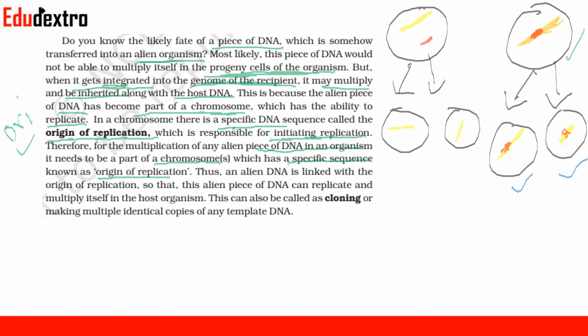Okay, thus an alien DNA is linked with the ORI so that this alien piece of DNA can replicate and multiply itself in the host organism. And this can also be called cloning, or making multiple identical copies of any template DNA. So you are making multiple copies. Now if this divides further, if this continues further, you are getting multiple copies, right? So this is called cloning.